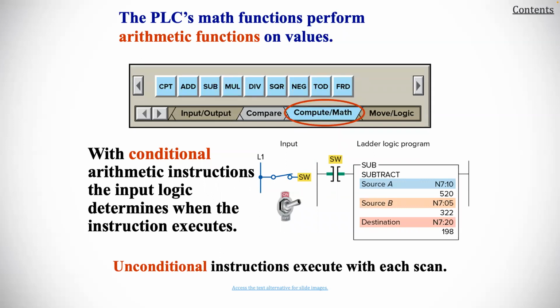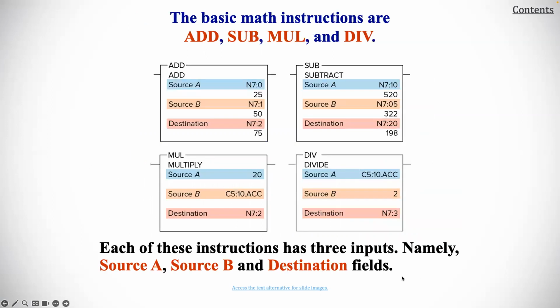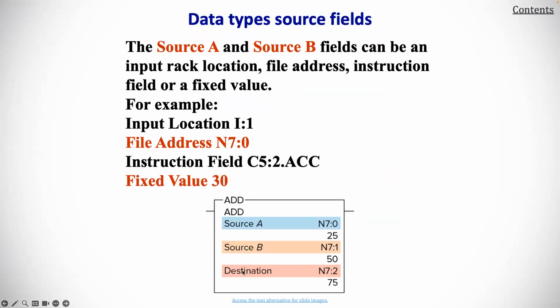The input logic determines when the executing instruction executes. Unconditional instructions execute with each scan. The basic math instructions are add, subtract, multiply, and divide. This is how they would look. You have the sources and the destination, and all of that has to be defined.